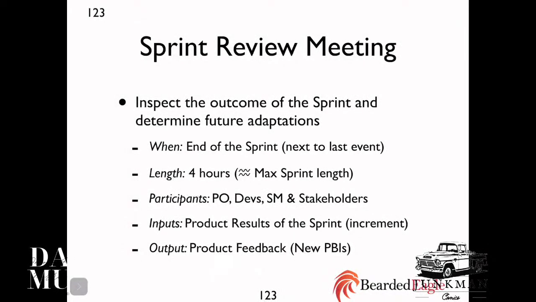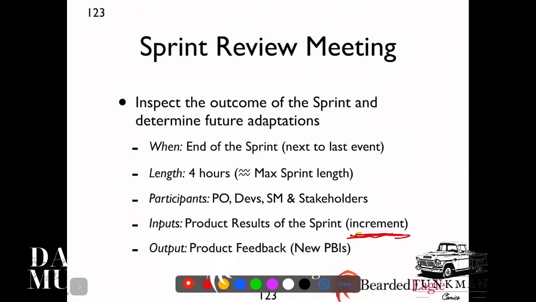This is based on the Scrum Guide, but the sprint review meeting is inspecting the outcome of the sprint. What is the outcome of the sprint? The outcome of the sprint is this thing called the increment. Okay, that's the outcome of the sprint. Now what is the increment? The increment is the sum of all completed work. So what we're inspecting is the increment, and we're determining future adaptations for that increment. So it's important for you to know and to understand that.